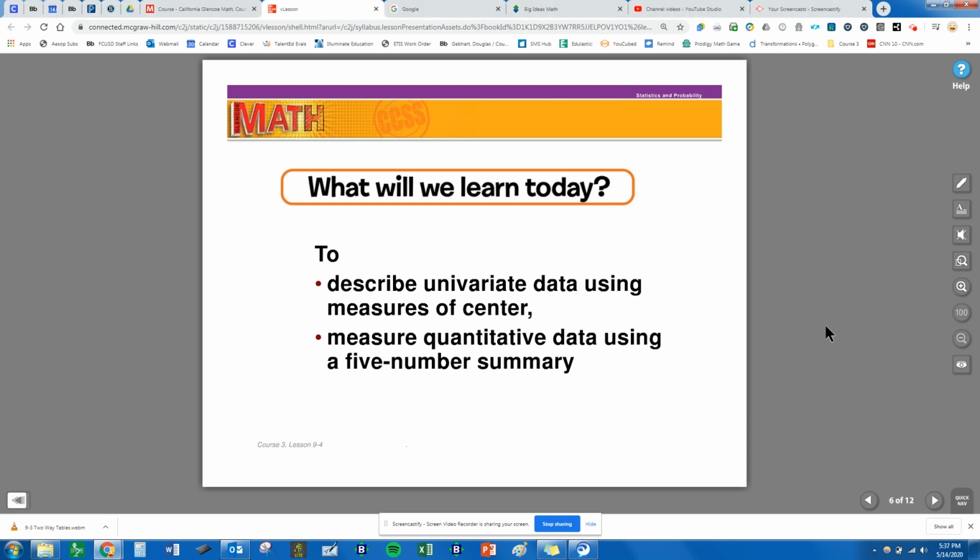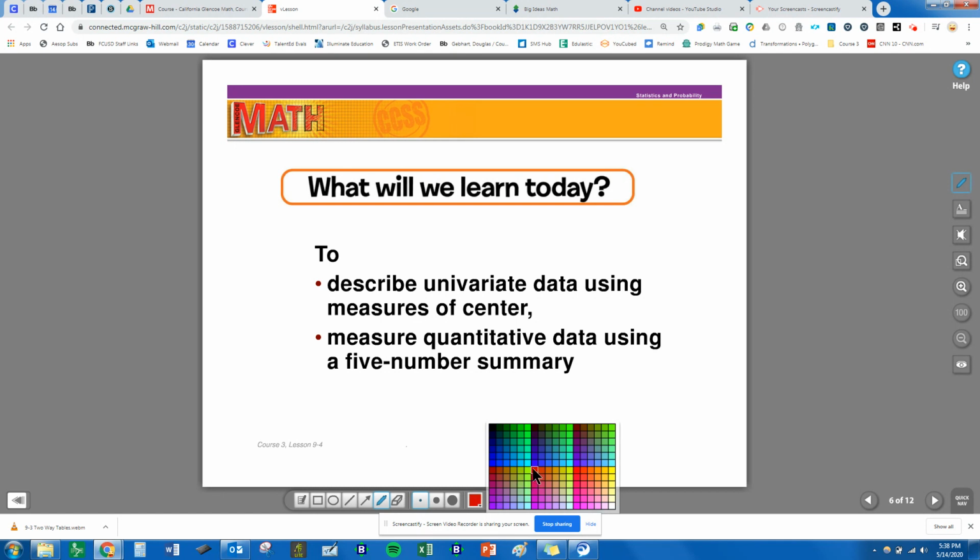Cassidy, and today I'm going to be going over Chapter 9, Lesson 4, Univariate Data, and how we can analyze that in a method called the five-number summary, or the box and whisker. Now, you might be wondering, okay, so what is univariate data? So let's go over that.